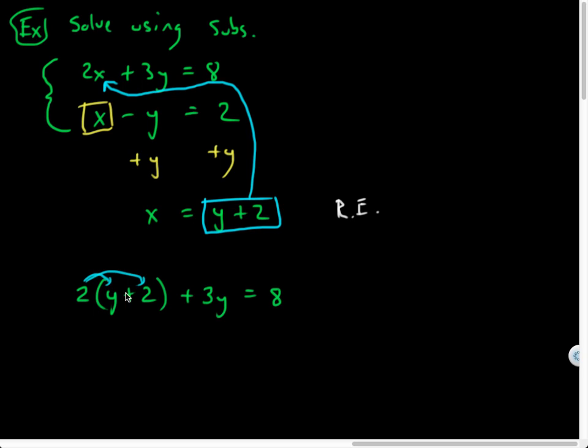This is perfect, right? So 2 times y is 2y plus 4 plus 3y equals 8. And I can combine some like terms perhaps. I have 2 y's and 3 y's. So how many y's do I have? Right, 5y plus 4. Good solving skills.